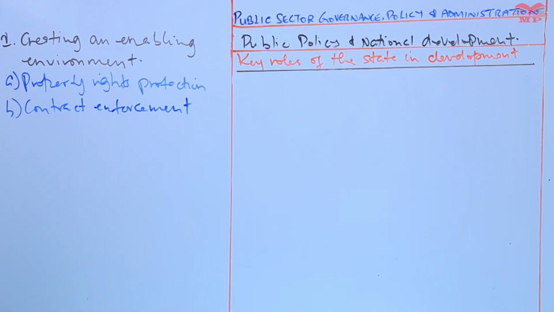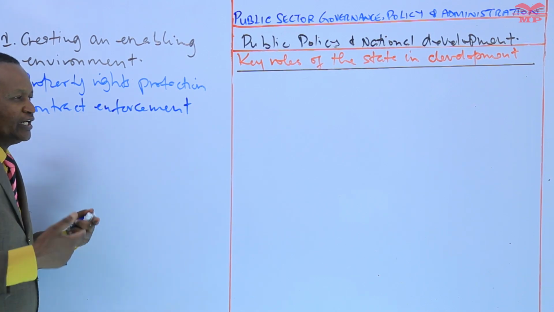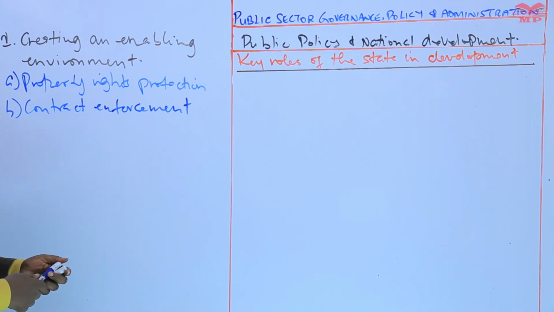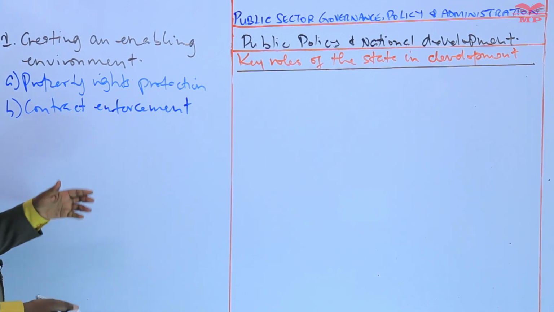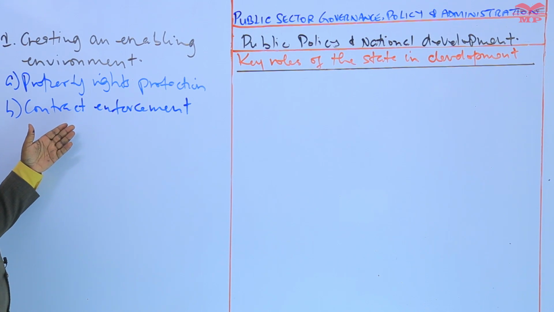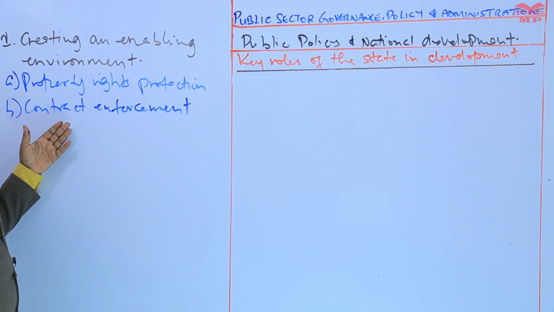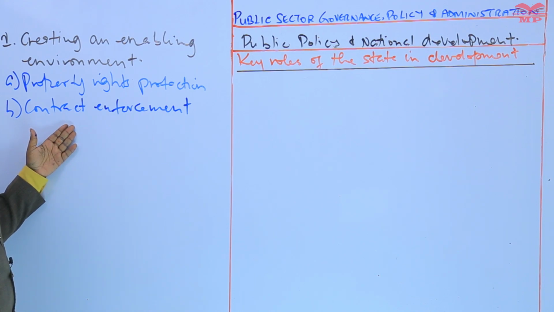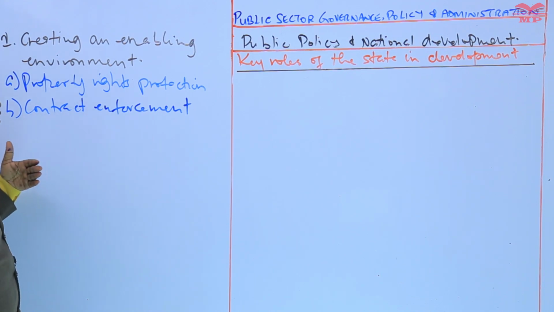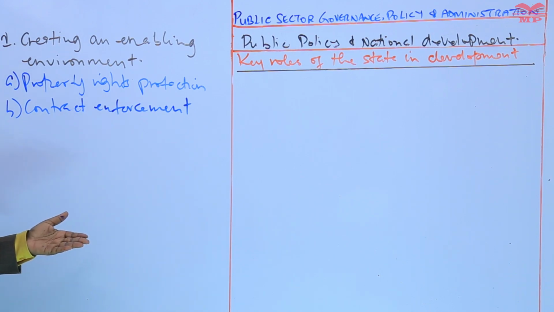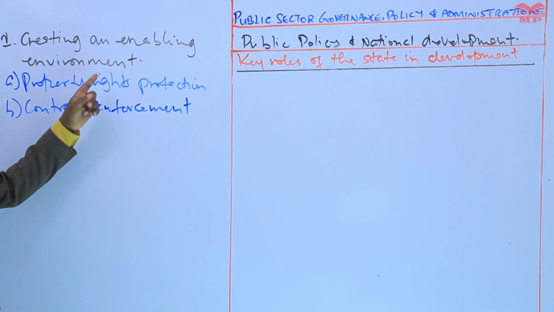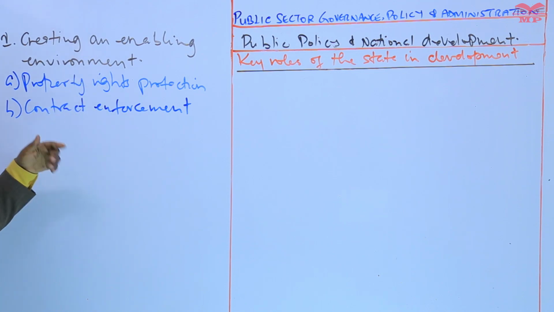Contract enforcement means providing a reliable legal system for resolving disputes and enforcing contracts. It is the role of the state to ensure that individuals can enter into contracts, and those who do not honor contracts can be forced to honor their obligations under the contracts. That is the role of the state. That is one way to create an enabling environment.